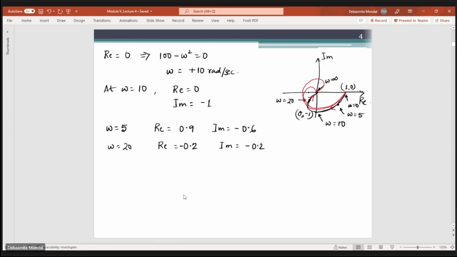If both the gain margin and the phase margin are positive, then we say that the system is stable. If one of them is negative, then we say that the system is marginally stable, and if both of them are negative, we say that the system is unstable. So depending on the values of the gain margin and phase margin, you can comment on the stability of the system.